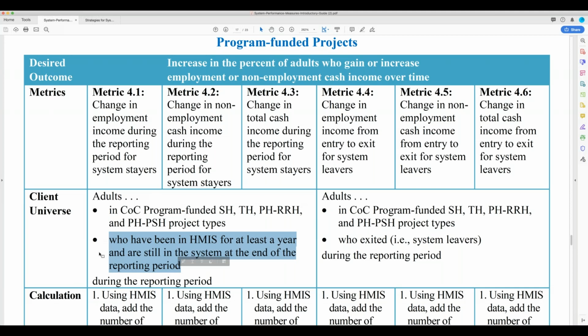Okay, so that means that this is for persons who came into the program or the project, and HUD's not expecting that within 20 days everybody's got a huge jump in income necessarily. So they're not measuring short-term stayers in this particular metric in terms of who's increasing or gaining income while they're in the project. Instead, it's those who have been in the HMIS system overall for at least a year and are still in the system at the end of the reporting period.